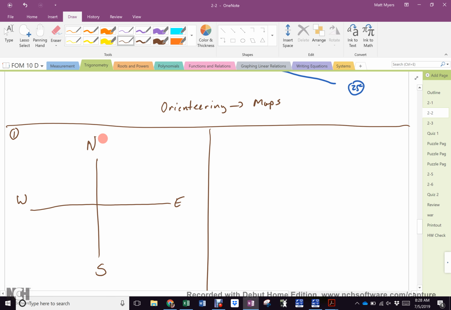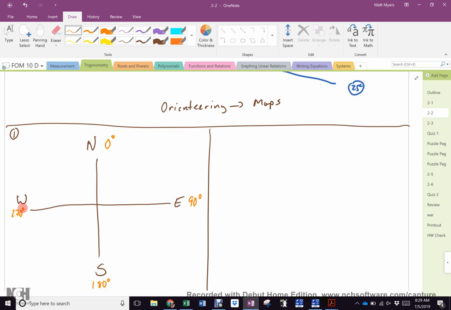North is considered 0 degrees. So if I walk away at 0 degrees, I'm walking straight north. Everybody cool? So what am I walking if I walk away in an easterly direction? What do you think this would be? 90. Absolutely correct. So what would this one be? 180. And what would this one be? 270. Is everybody cool? All right.